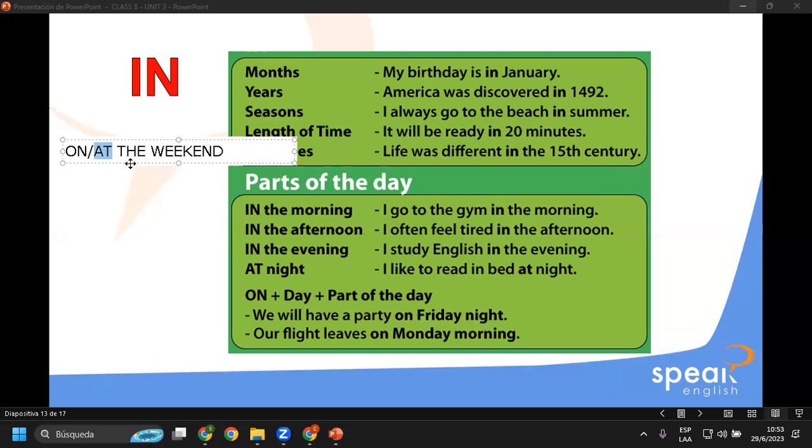Got it? Yes, teacher. On the weekend, at the weekend, but never "in." You cannot use "in the weekend." Understood, everybody? Great. Is it clear, the prepositions at, in, and on? Yes, teacher.